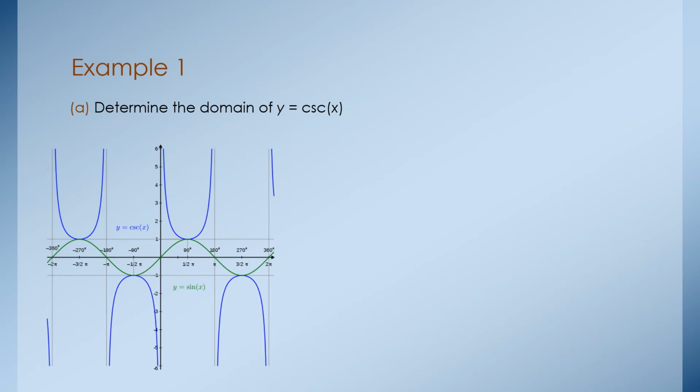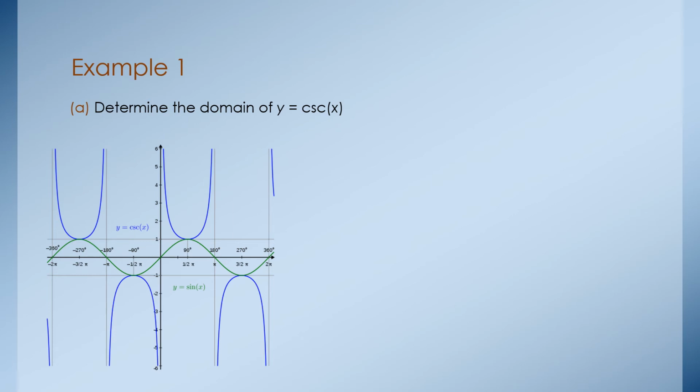First, maybe let's answer the question, what is the domain of the sine function? The domain of the sine function is all real numbers, isn't it? I can take a look at all these inputs. I can put anything in there. Of course, the range of the sine function would be from 1 to negative 1. But this one's asking about the domain of the cosecant function. Are there any things that we can't put in?